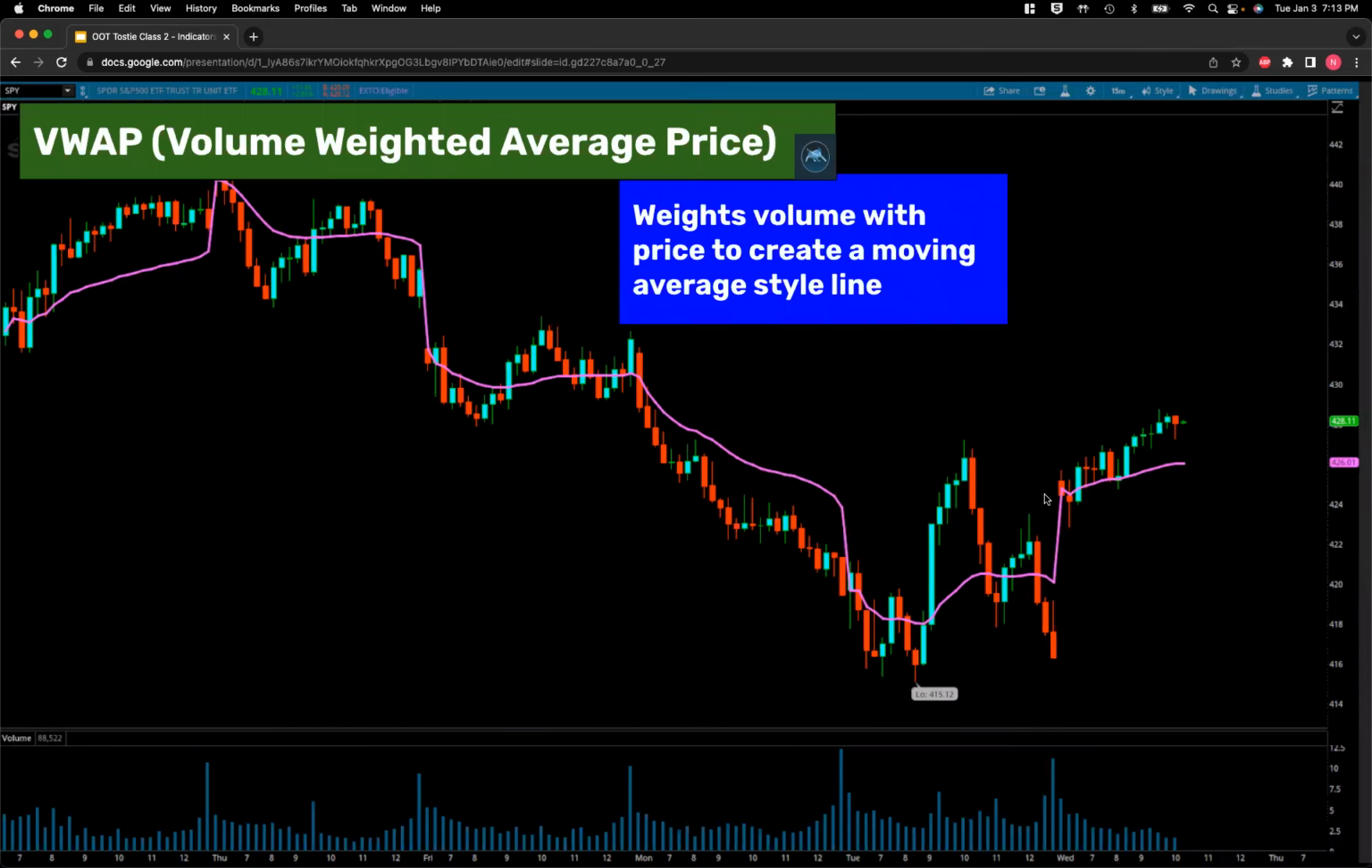And this is very similar to a moving average. It acts as a support and resistance line. You can be bullish above VWAP, bearish below. When you see VWAP trending up, it's an indication of an uptrend. VWAP trending down, indication of a downtrend.